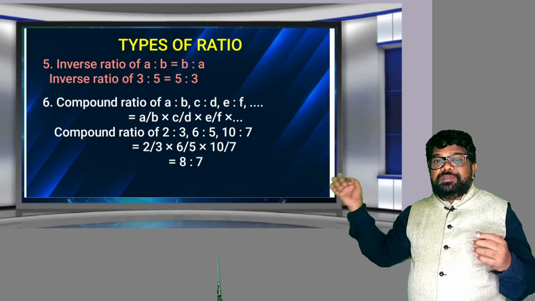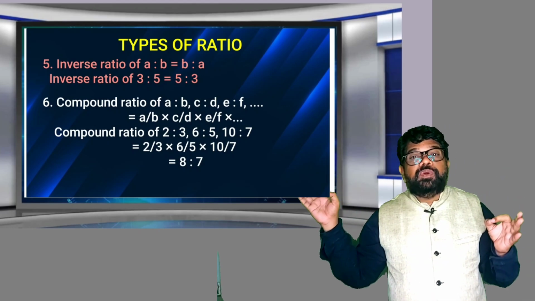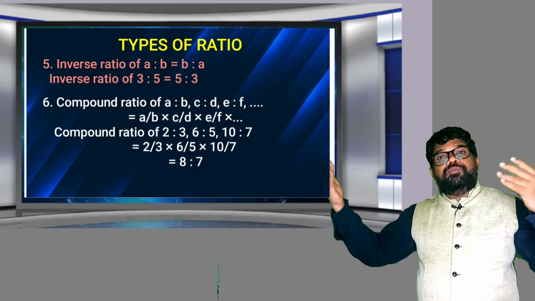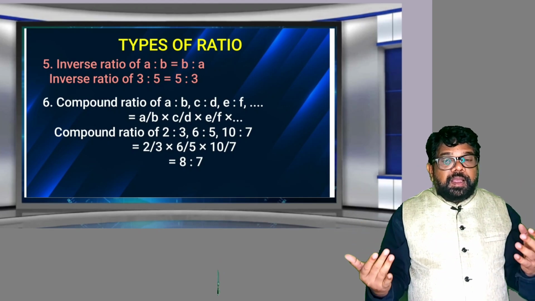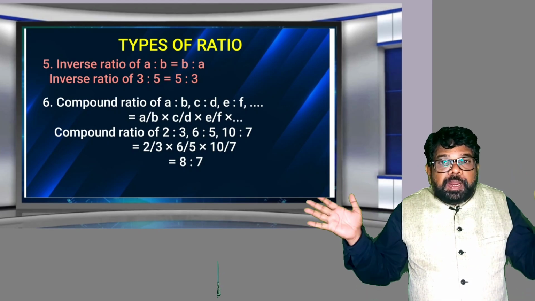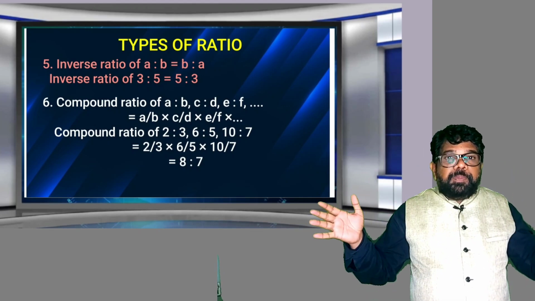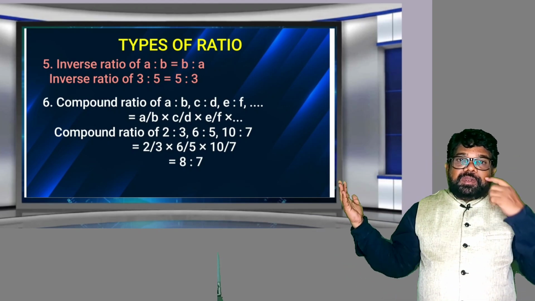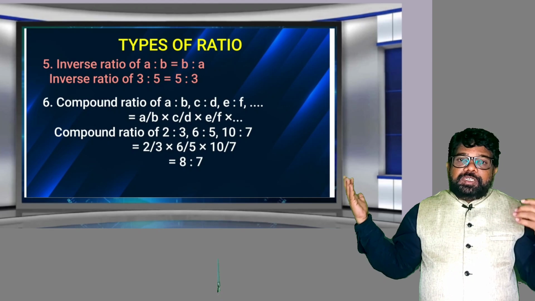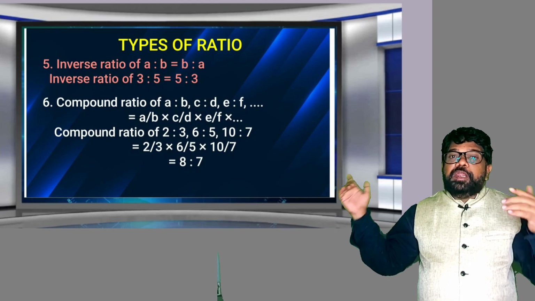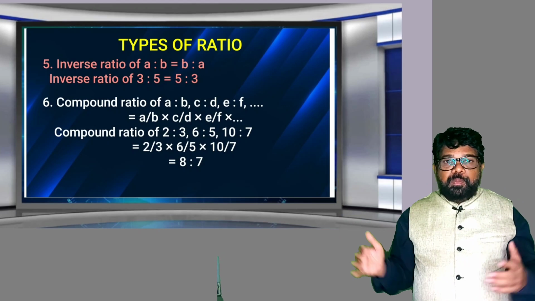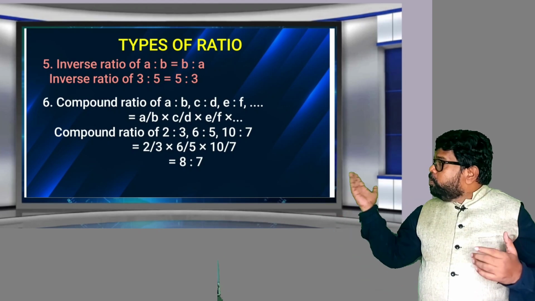Now the last one, the sixth one: what is the compound ratio of A is to B, C is to D, E is to F and so on? When a number of ratios is given, how can you calculate the compound ratio of the given ratios? Simply the product of the ratios gives the compound ratio. The compound ratio of A is to B, C is to D, E is to F and so on is A by B into C by D into E by F and so on.